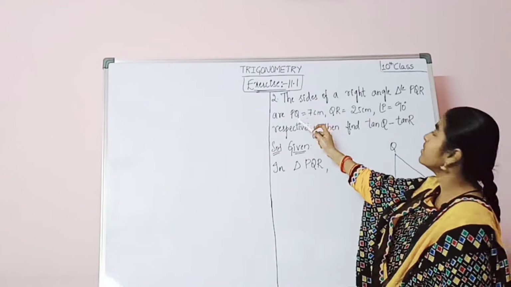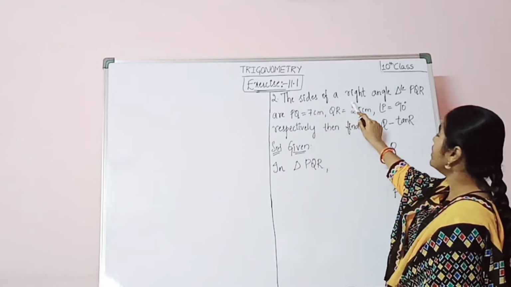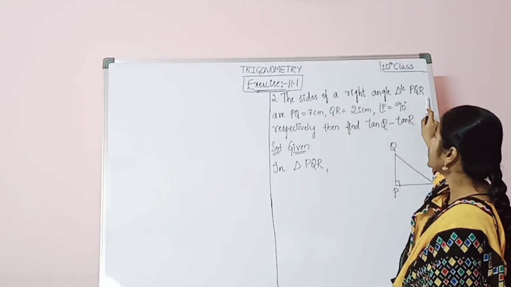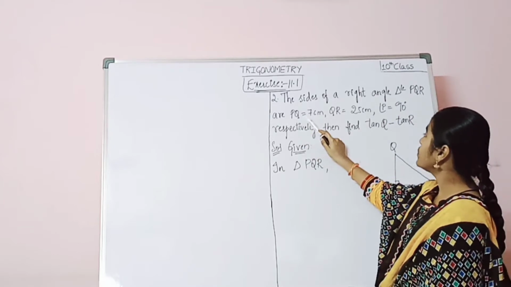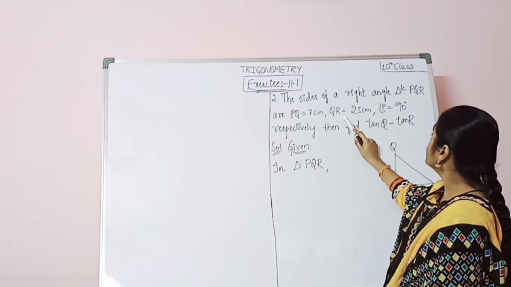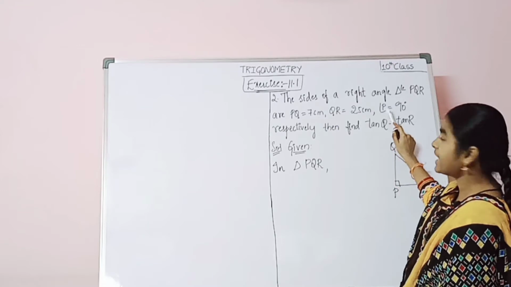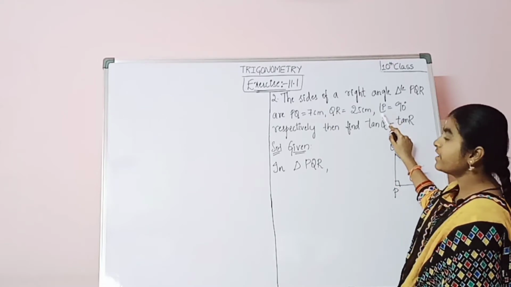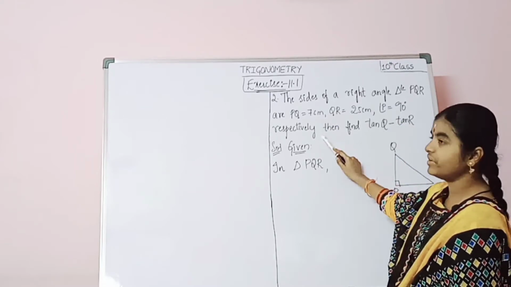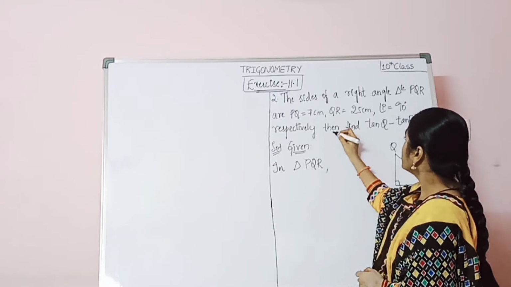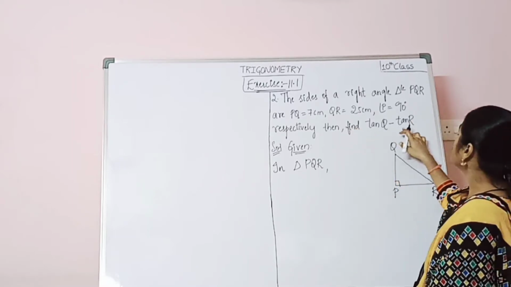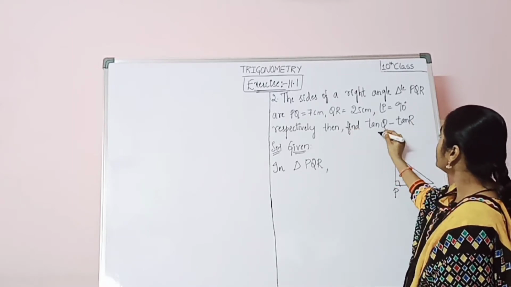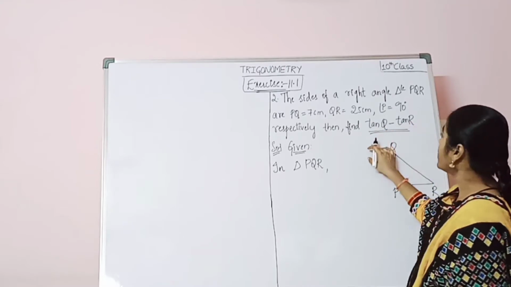Now let us discuss the second sum. So what is given in the question? The sides of a right angle triangle PQR are PQ equals 7 cm, QR equals 25 centimeters, and angle P is 90 degrees respectively. Then find tan Q minus tan R. So what we have to find here? Tan Q minus tan R.